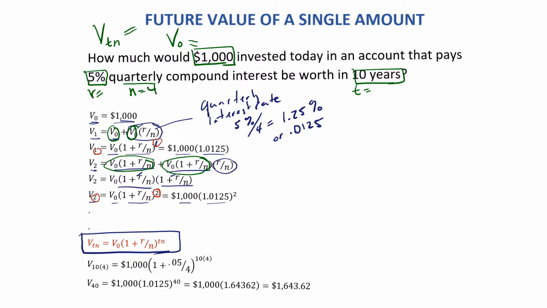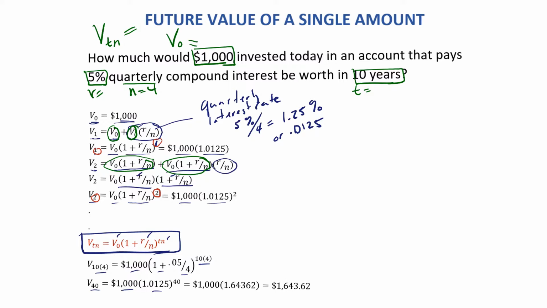Okay, the future value at the end of t times n compound periods is equal to the present value multiplied by 1 plus the interest rate for the compound period raised to the number of compound periods, t times n. So in the context of our problem, we had the value at the end of 40 quarters, that's 10 years times 4 quarters, is equal to $1,000, the present value, multiplied by 1 plus our quarterly interest rate, raised to the number of quarters in the investment horizon.